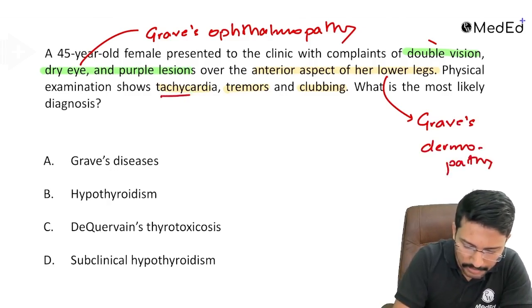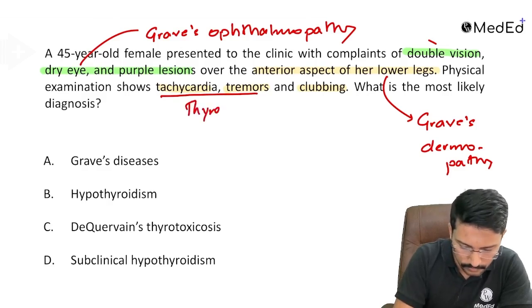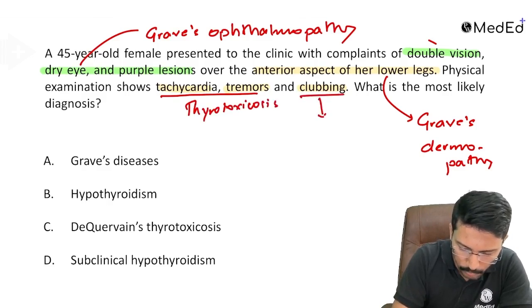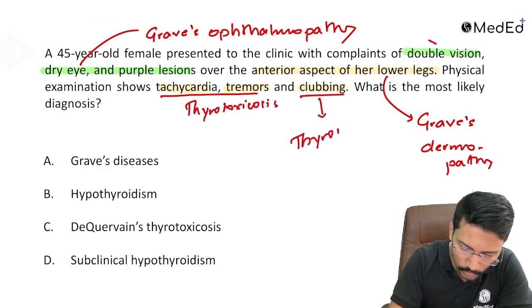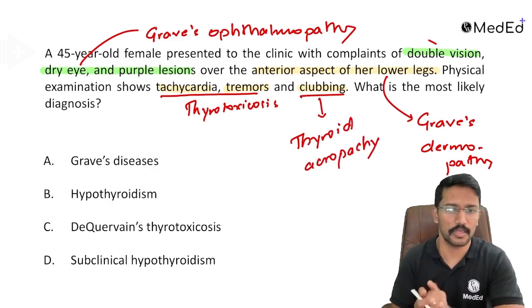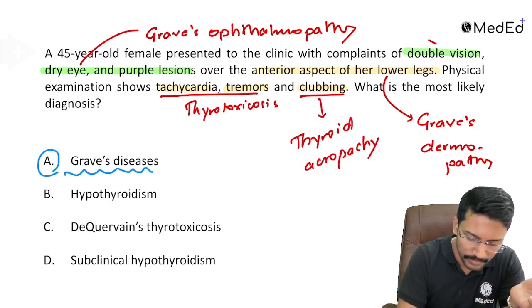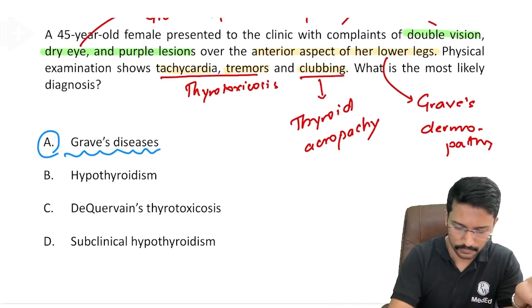Then tachycardia and tremors, we know these can be features of thyrotoxicosis. And when you say clubbing, it is pointing towards what we call thyroid acropathy. So classical features of Graves disease are being described here. So the answer is very straightforward. It is option A. This is a case of Graves disease, right?